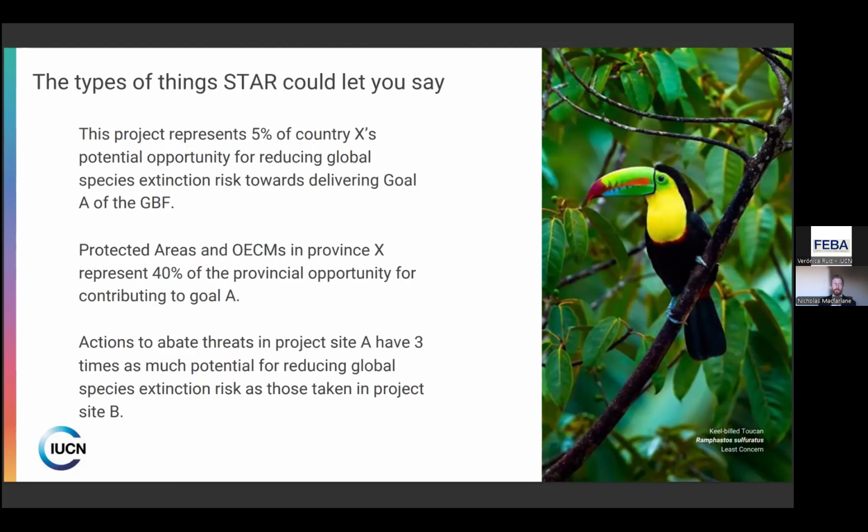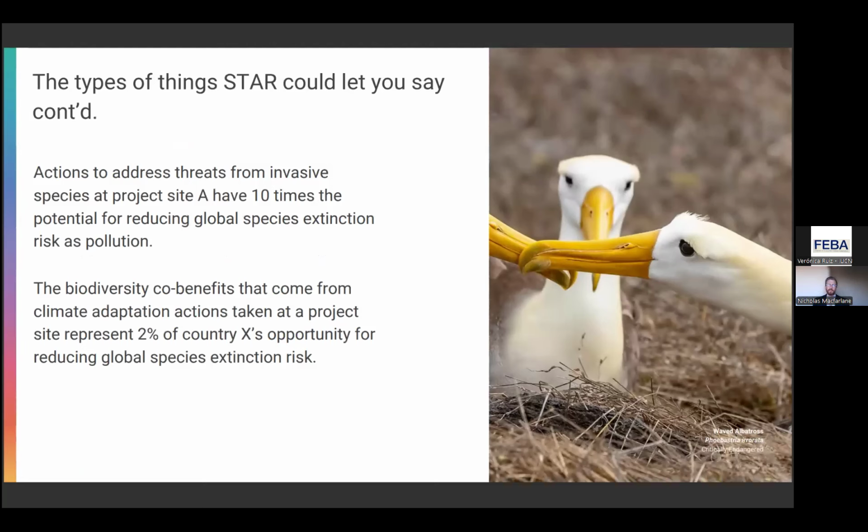Next slide, please. They could tell you that one threat is better to focus on than another threat, and tell you that actions to address threats from invasive species at a project site A have 10 times the potential for reducing global species extinction risk as actions to work on pollution at the same site. Or they could quantify the biodiversity co-benefits that come from climate adaptation actions taken at a project site and tell you that those represent a given percentage of country X's opportunity for reducing global species extinction risk.